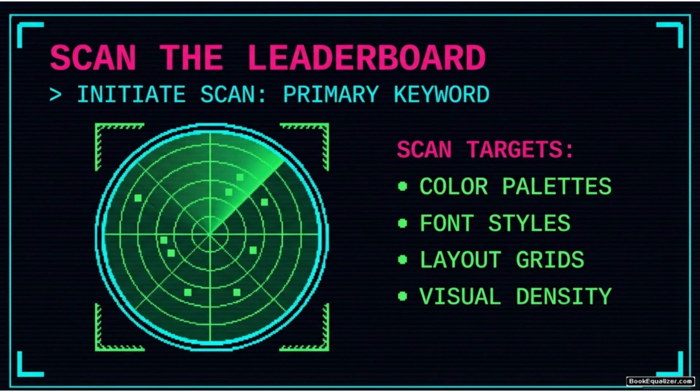Your job isn't to reinvent the wheel, it's to understand the wheel so you can build a better version that still rolls in the same direction. And with the Book Equalizer extension, this entire reconnaissance process takes less than 5 minutes.